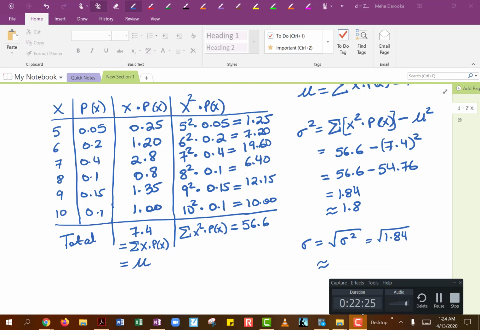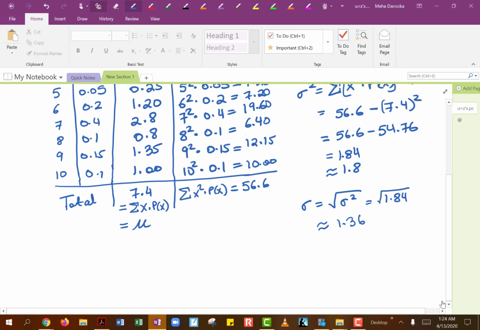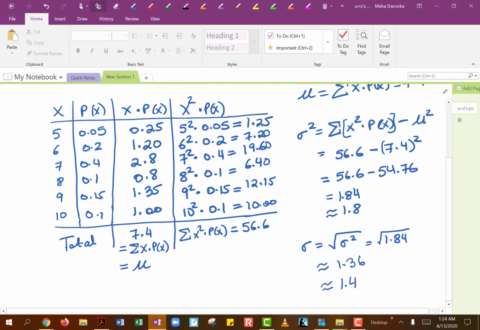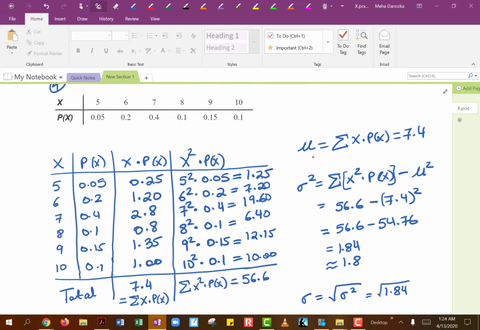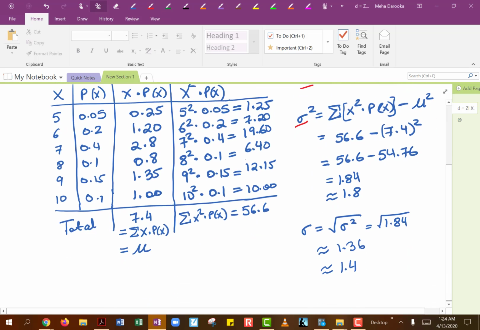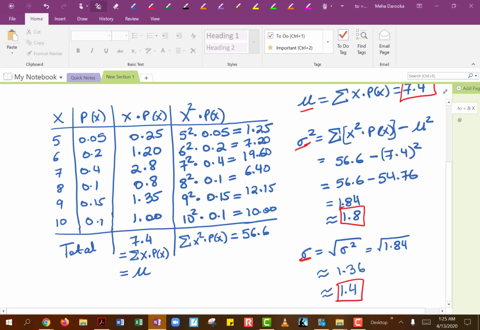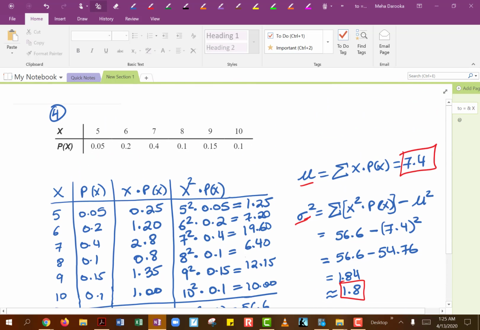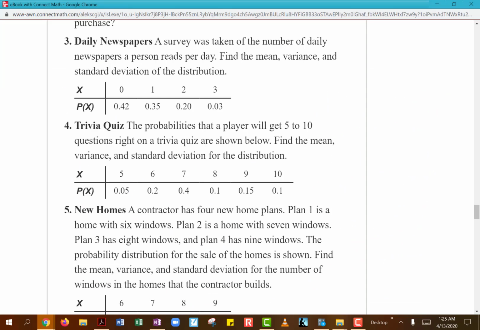Okay, so this is my rounded answer, 1.36, which will again round to 1.4. So we've got our mean as 7.4, our variance as 1.8, and our standard deviation as 1.4, and this was for our problem number 4. So you can see what those calculations look like for a probability distribution.